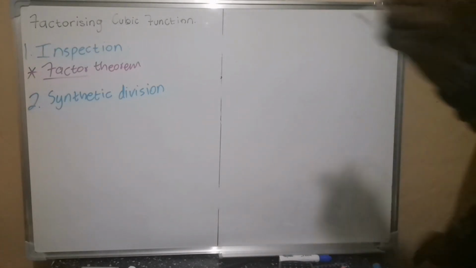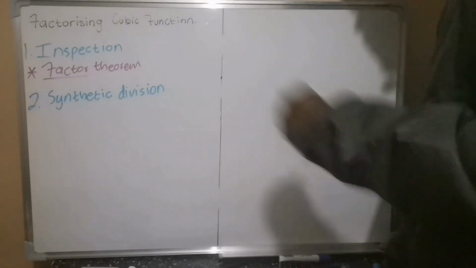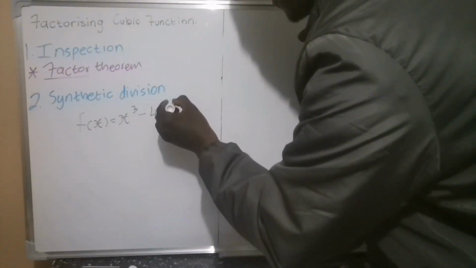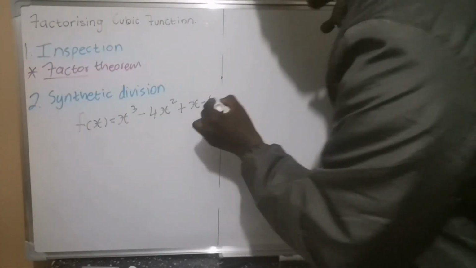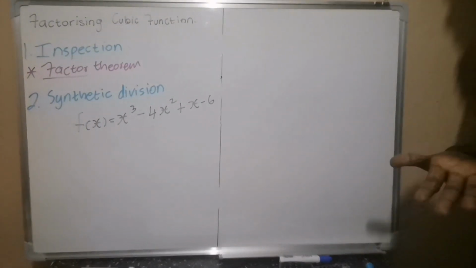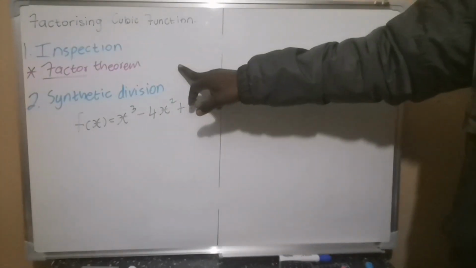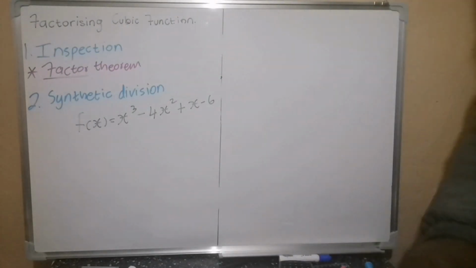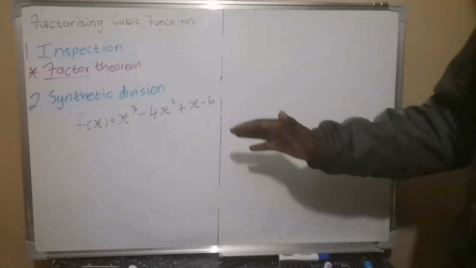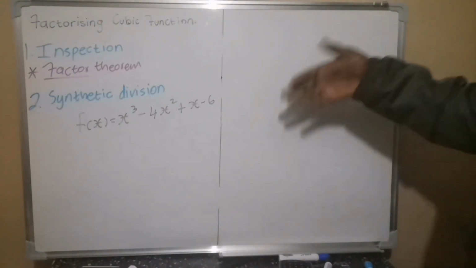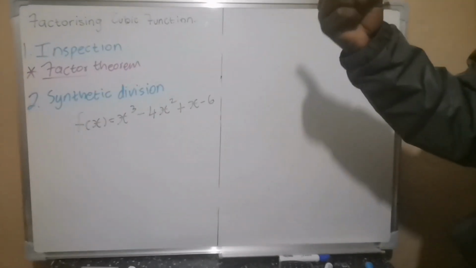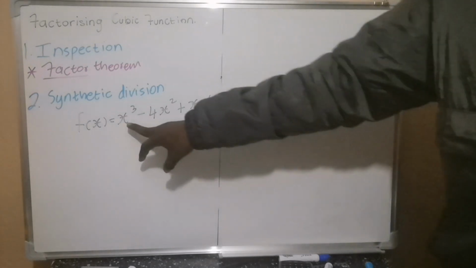First things first, we have an equation here: f of x equal to x cubed minus 4x squared plus x minus 6. Now for synthetic division, the first method to use is the factor theorem. Before you can use synthetic division, you must go through the factor theorem method. So for the factor theorem, you use factors from 1 up until whatever, maybe 1, -1, 2, -2, 3, -3. Between those factors, there's only one factor that you need, so that when you substitute where you see x, you put in that factor.